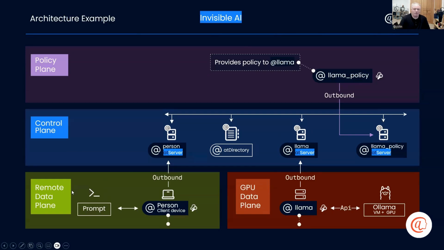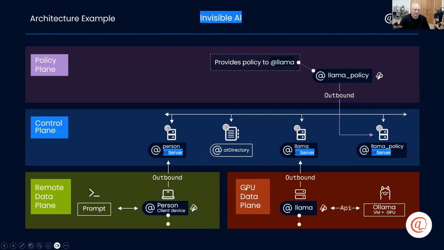At the remote end, wherever you are, and this will be me using my atsign @colin, I'll be able to enter a prompt and send that prompt encrypted just for atLlama. It will talk to the API and get an answer back. That's essentially what we're doing.